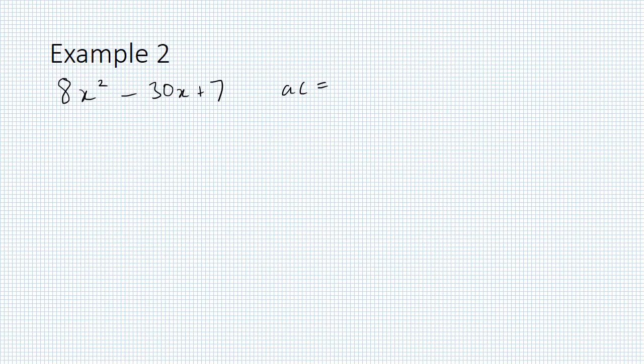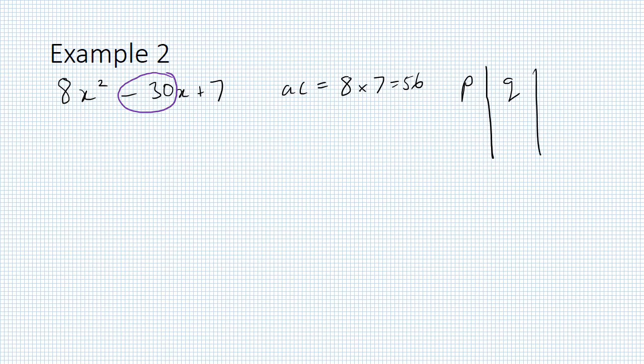AC is the coefficient of x squared times the constant, which equals 56. So we're after two numbers, or two factors of 56, that need to add up to minus 30. So we need to be a bit careful here. This time, because they add up to minus 30, they both need to be negatives.